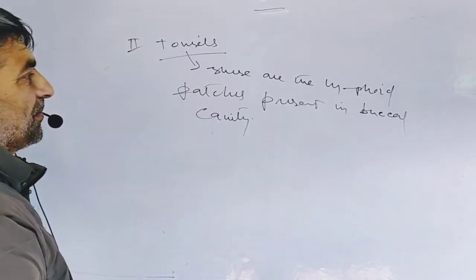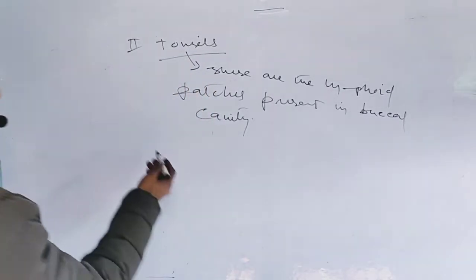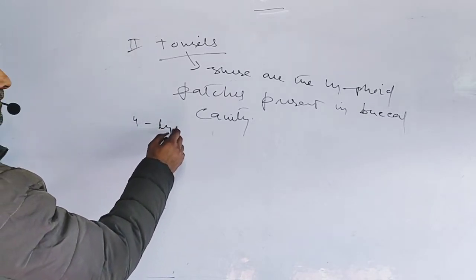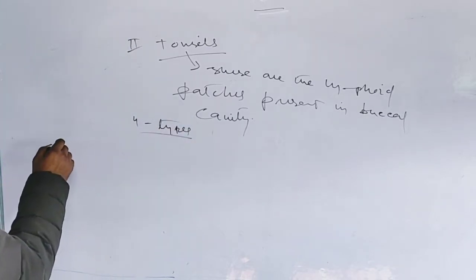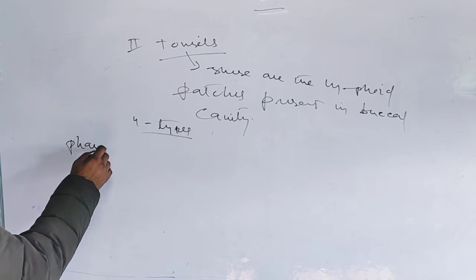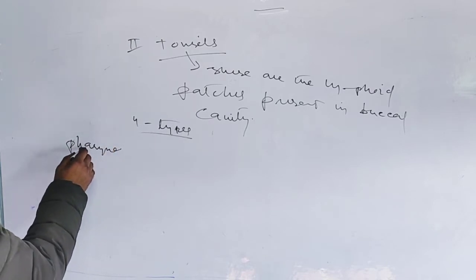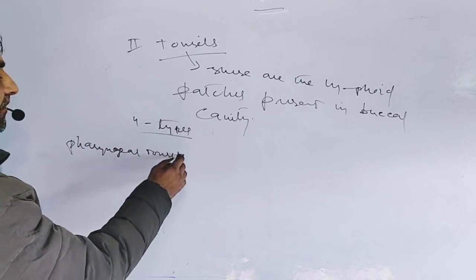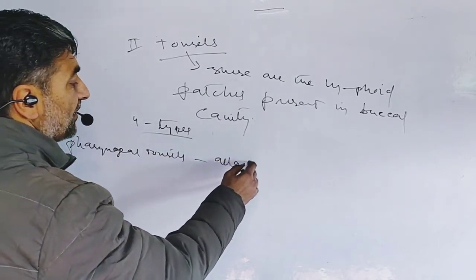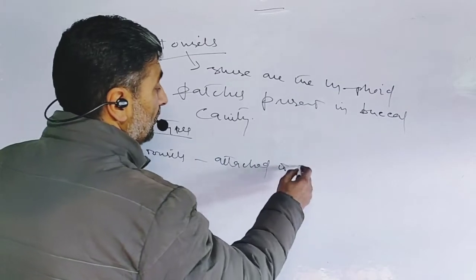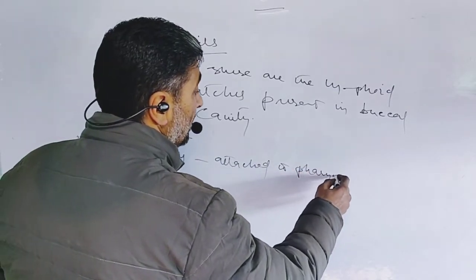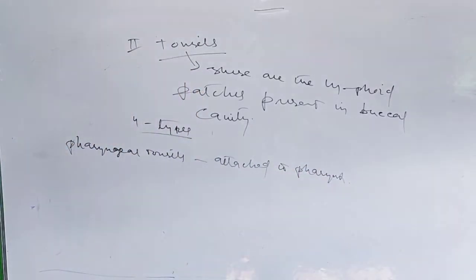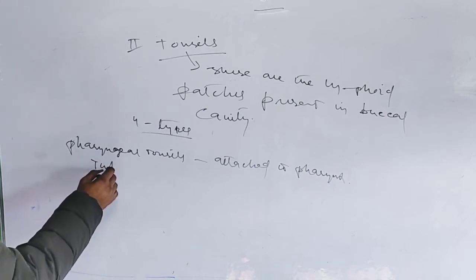We have 4 types of tonsils. Number one, pharyngeal tonsils. Pharyngeal tonsils are attached to the pharynx.